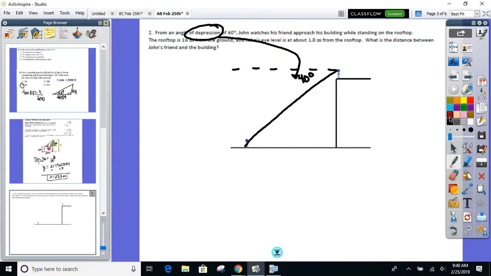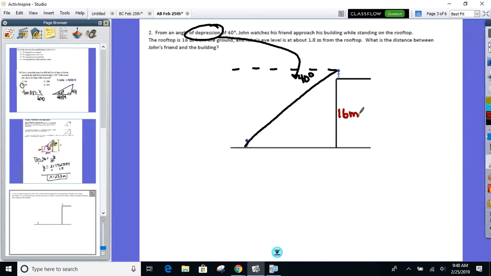All right, we got a couple other values to put on here. The rooftop, 16 meters from the ground. Got it. His eyesight, 1.8 meters from the ground. So 1.8. What's the distance between John and the building, John's friend in the building? So put an X here somewhere. Put an X where you think we're going to find it, which side of the triangle is the distance to his friend from the building.